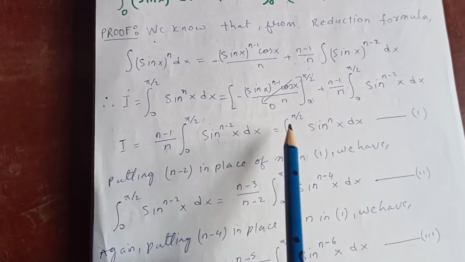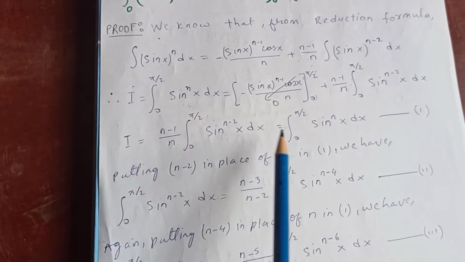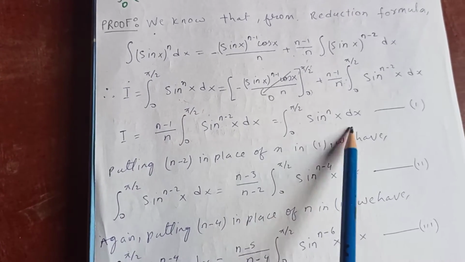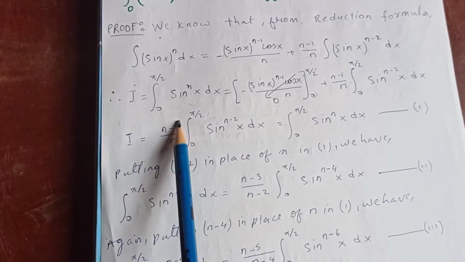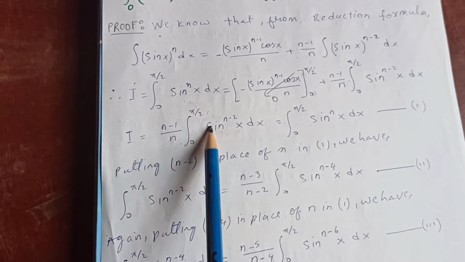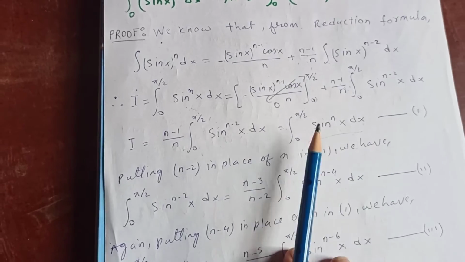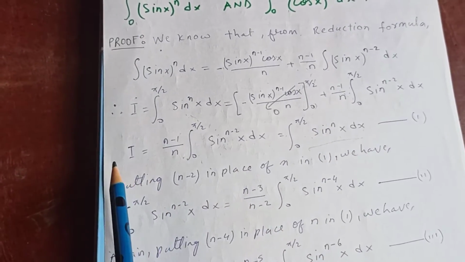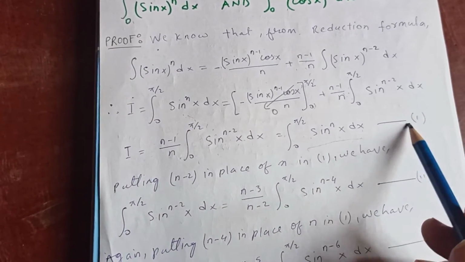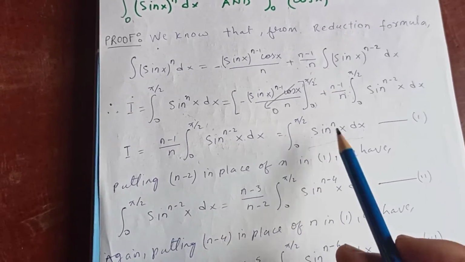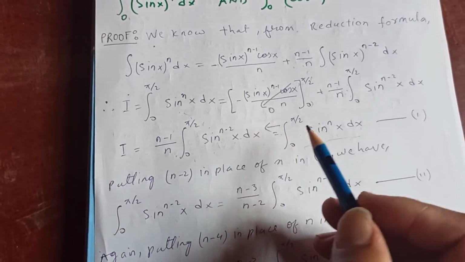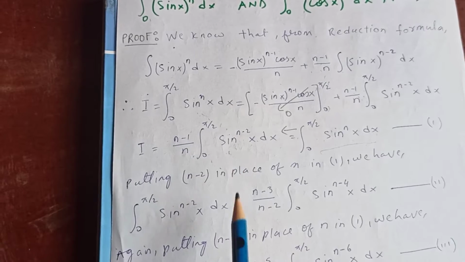So the integral from 0 to pi/2 of sin^n x dx is equal to (n-1)/n times the integral from 0 to pi/2 of sin^(n-2) x dx, and this is our integral to be evaluated, so I just call it I. Let me call this equation 1. This is reversed, it should be like this. This is equal to this.